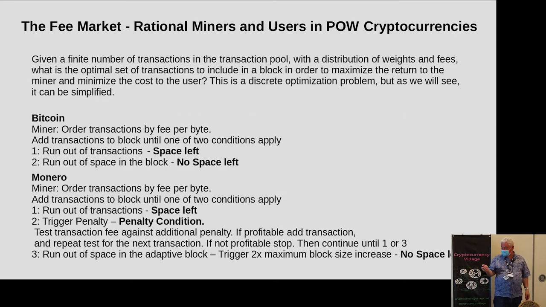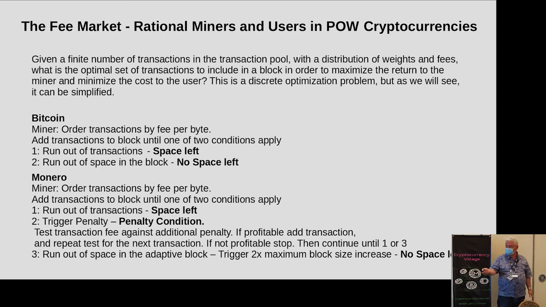Okay. So how does the fee market actually work, how do rational miners and users behave? Well, how does it work in Bitcoin? In Bitcoin, you essentially have two options. Either you run out of transactions, in which case you have space left in the block, and the fees are very, very low. This is exactly what happened in Bitcoin till about 2013, 2014. Or you run out of space in the block, and then the transactions compete against each other against this brick wall, and fees scatter. So you have either space left or no space. There's no in between.